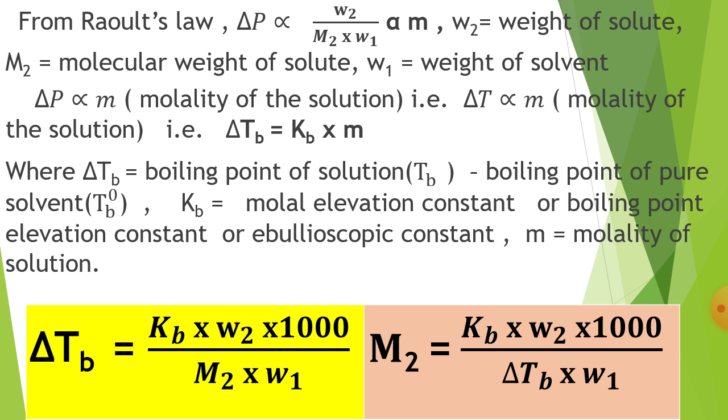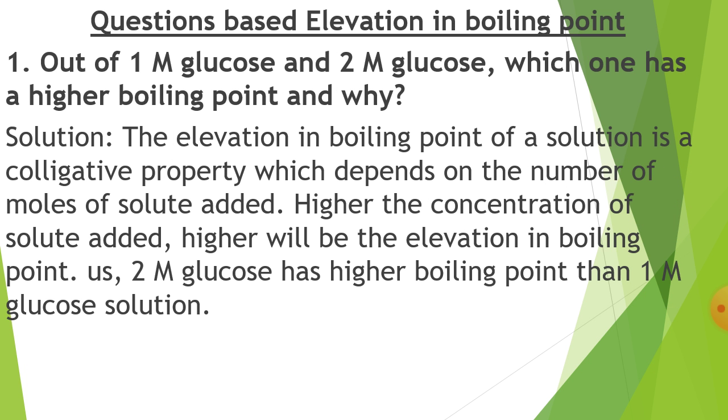Okay dear students, got it? Now next, questions based on elevation in boiling point. Question number one. Try to understand the question and also the answer. Out of 1 capital M, that is 1 molar glucose, and 2 molar glucose, which one has the higher boiling point and why?